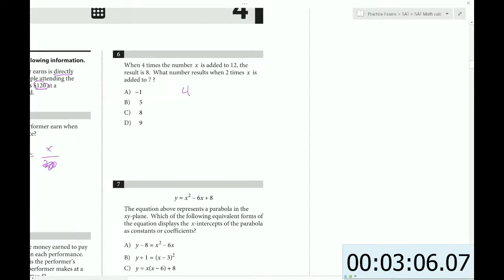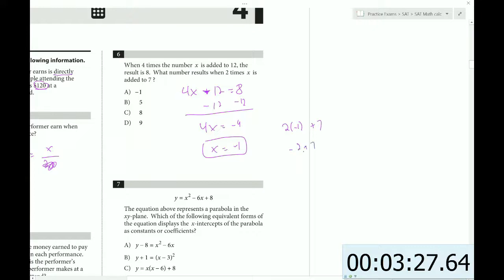When 4 times a number, x, is added to 12, the result is 8. Okay, so I subtract 12, and I get 4x is negative 4. Divide by 4, x is negative 1. What number results when 2 times x, so 2 times negative 1, is added to 7? That's negative 2 plus 7. 7 minus 2 is 5.